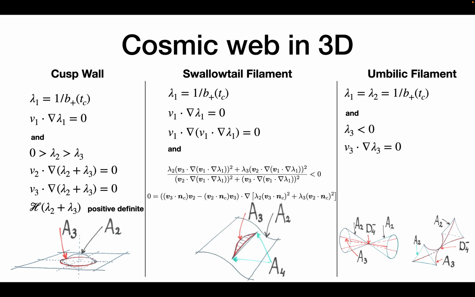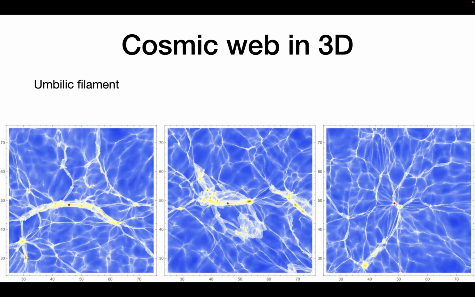If we apply the same logic to the swallowtail caustic, then we again get a maximal stretch condition along the direction of the filament. And also for the umbilic caustic, we find that the initial umbilic condition is that the first and the second eigenvalue fields are equal to 1 over the growing mode. But in addition, we require that the directional derivative of the third eigenvalue field in the third eigenvector direction has to vanish. And these are nonlinear conditions which allow us to sample the universe.